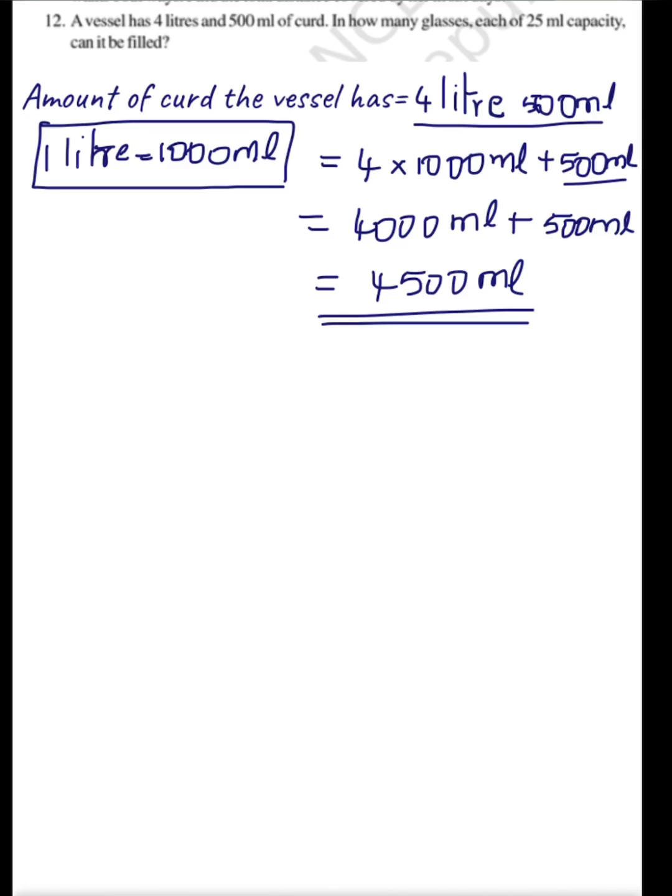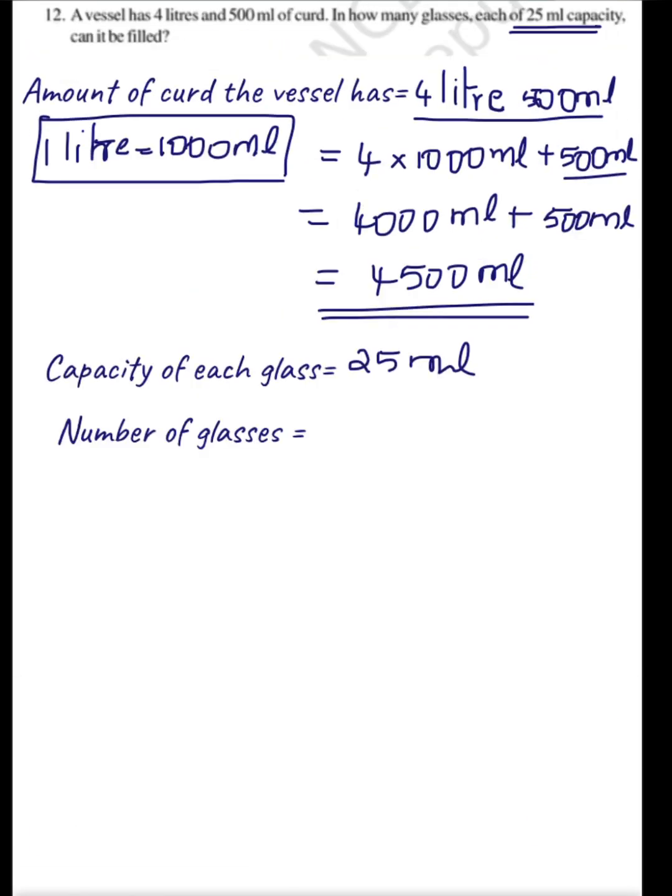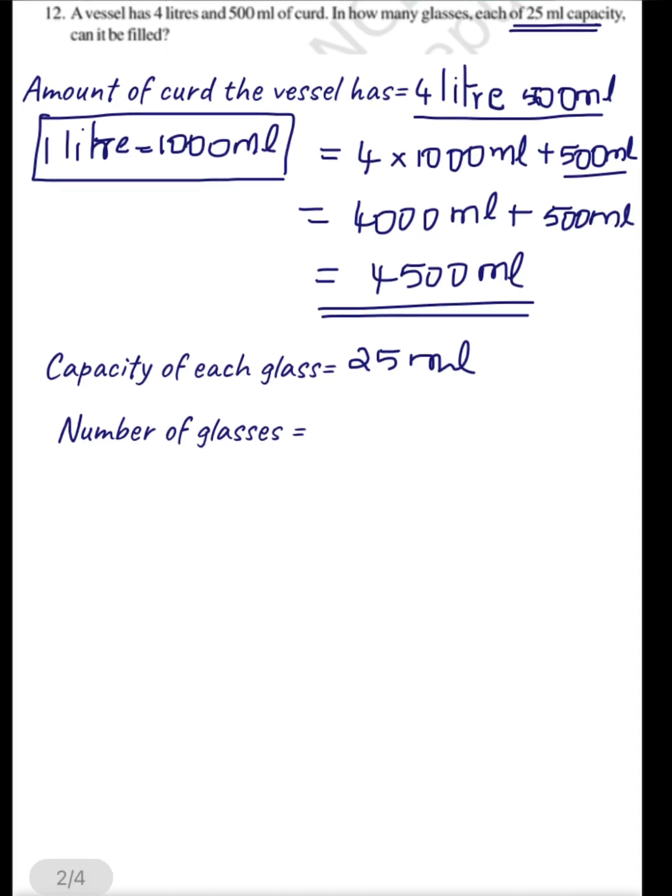Now, in how many glasses each of 25 ml capacity? That means the capacity of each glass is equal to what? 25 ml. So let's write it. 25 ml. It's already given in ml, so no need of converting it. Now, we need to find the number of glasses that it can be filled. So in order to find the number of glasses, what you have to do here is perform the division. Division of what? You have to divide this 4500 by 25 so that you will get the number of glasses needed.